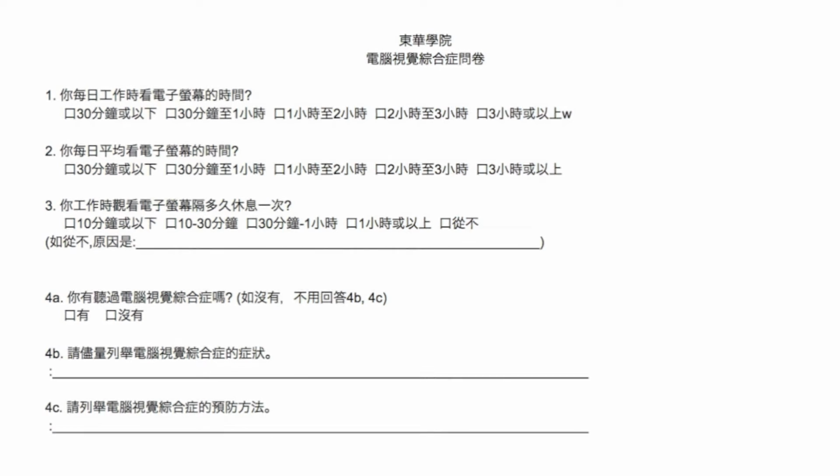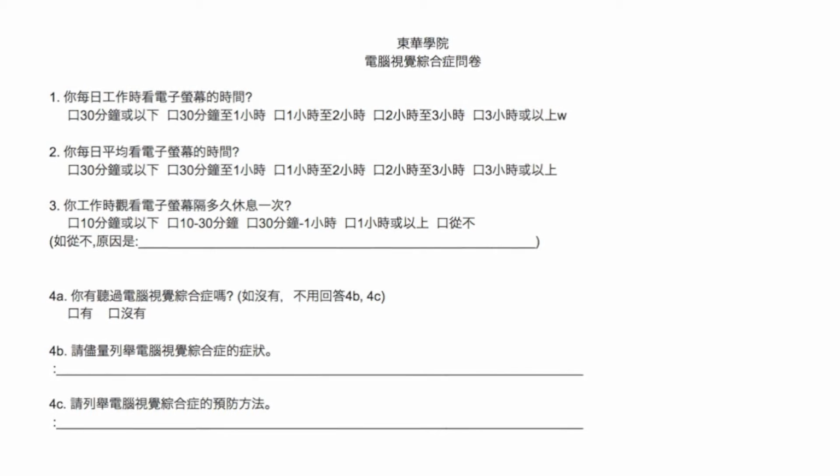Survey aims. Our aim is to find out how much time secondary students use electronic devices. The second aim is to find their knowledge of CVS and the severity of CVS among secondary school students. Last, our aim is to find out whether they have an effective preventive method. Here is our survey questionnaire.